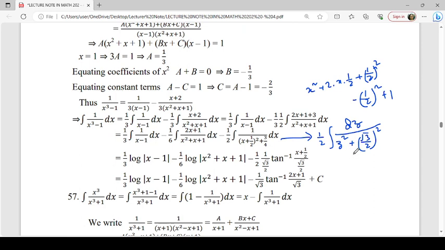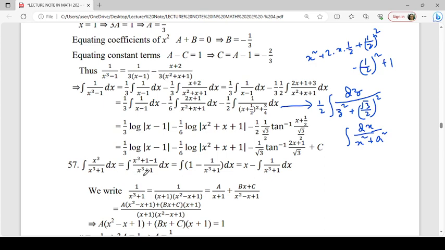So what is this of the form? It is of the form integration of dx by x square plus a square. So it is in terms of tan inverse: 1 by a tan inverse of x by a, this formula. So 1 by a is 1 by root 3 by 2, then tan inverse of z, which is x plus half, divided by a. In this way we can do this type of fractions.